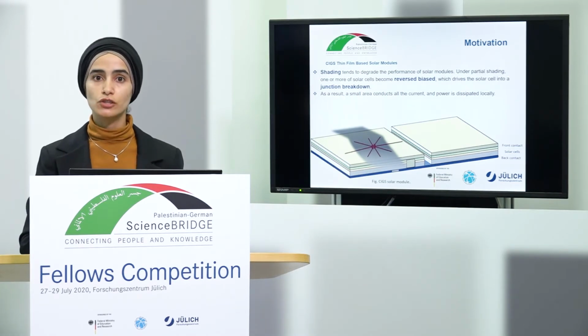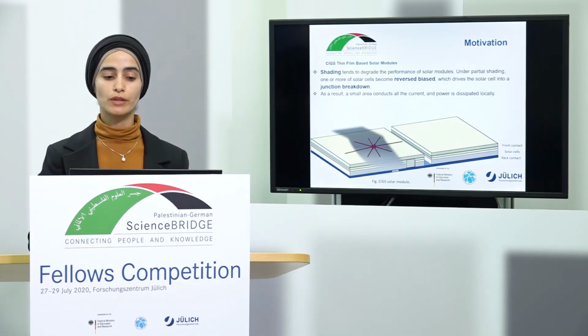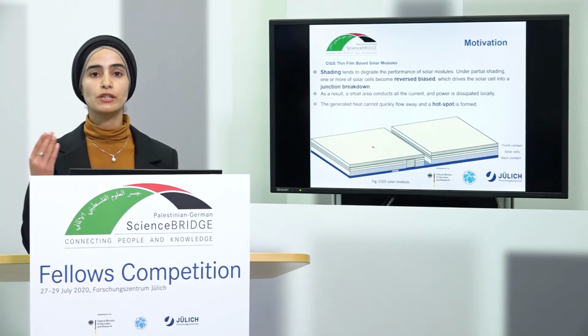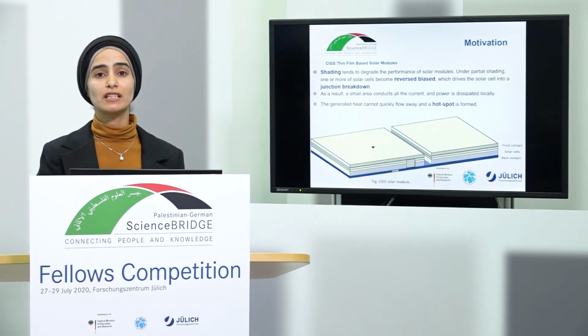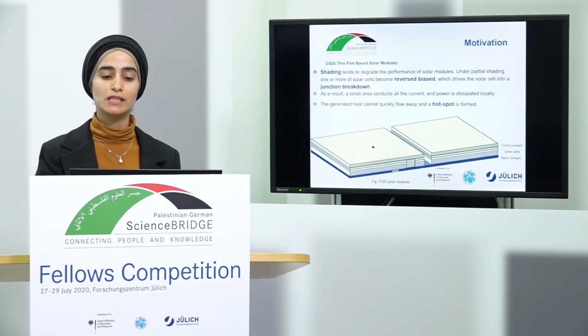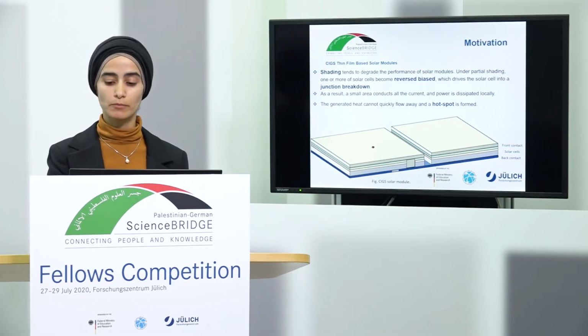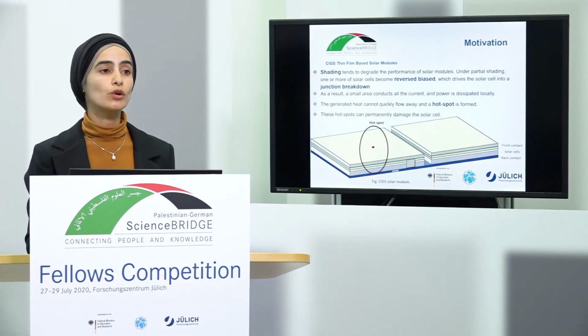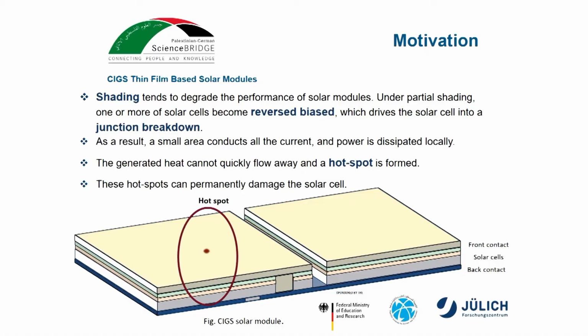As a result of this shading, a very small area will be more conductive, and all power will be dissipated locally in this small area. The heat generated from this power cannot flow away because of the low thickness of CIGS, and a hotspot is formed. The problem is not only the formation of a hotspot, but also that the number and the location of these hotspots cannot really be detected. And by that, the solar cell will be permanently damaged.